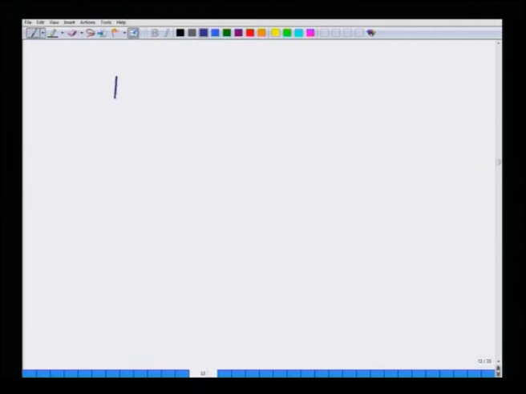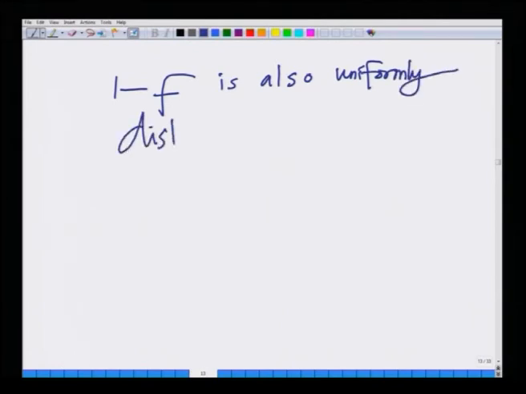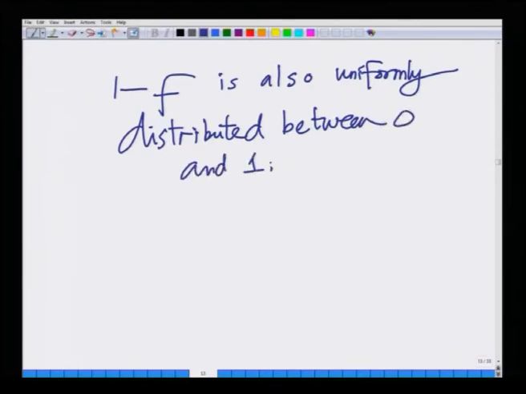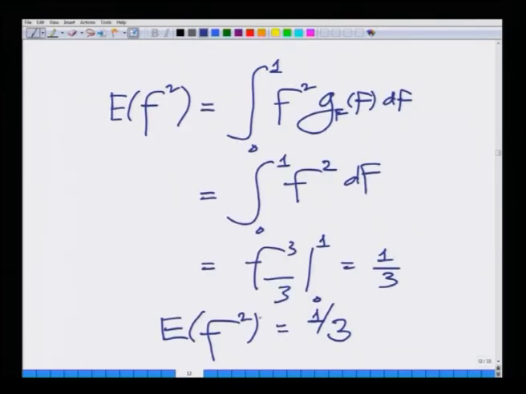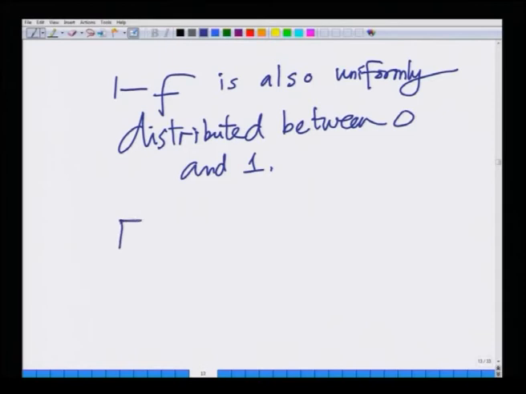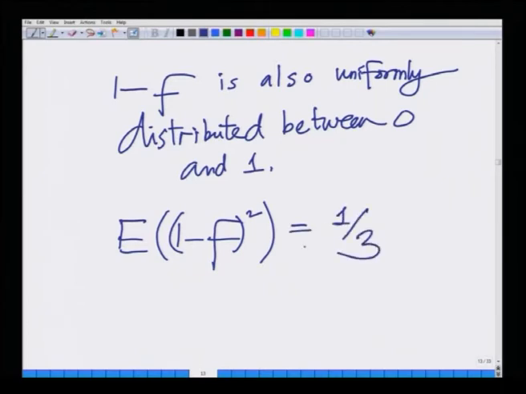So, let me write that down. 1 minus f is also uniformly distributed between 0 and 1. In fact, the same result as expected f square also holds for expected 1 minus f square. Hence, expected 1 minus f whole square is also equal to 1 over 3.